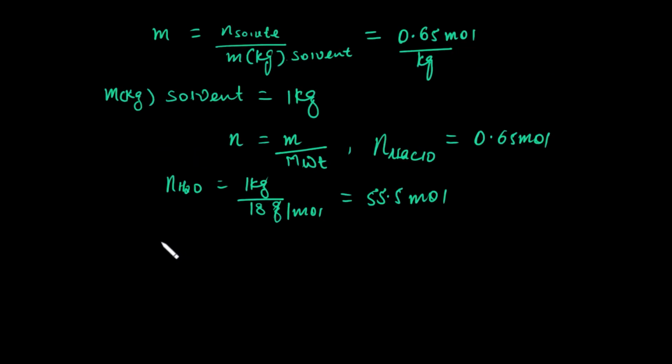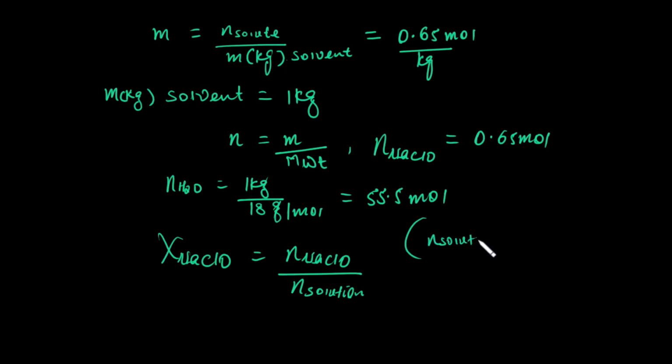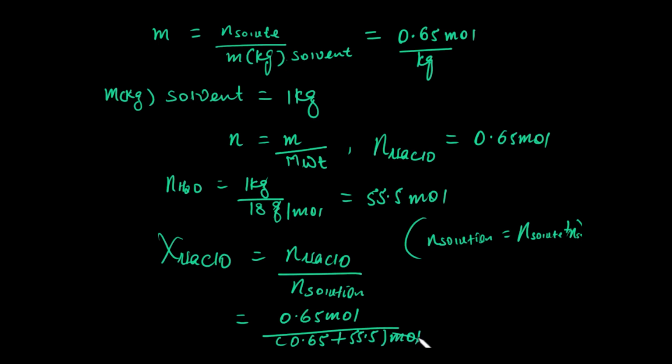The mole fraction X of sodium hypochlorite is equal to N of sodium hypochlorite divided by N of solution. N of solution is equal to N of solute plus N of solvent. This is equal to N of sodium hypochlorite, 0.65 mol, divided by 0.65 plus 55.5 mol. Mol by mol cancels, so it is unitless.